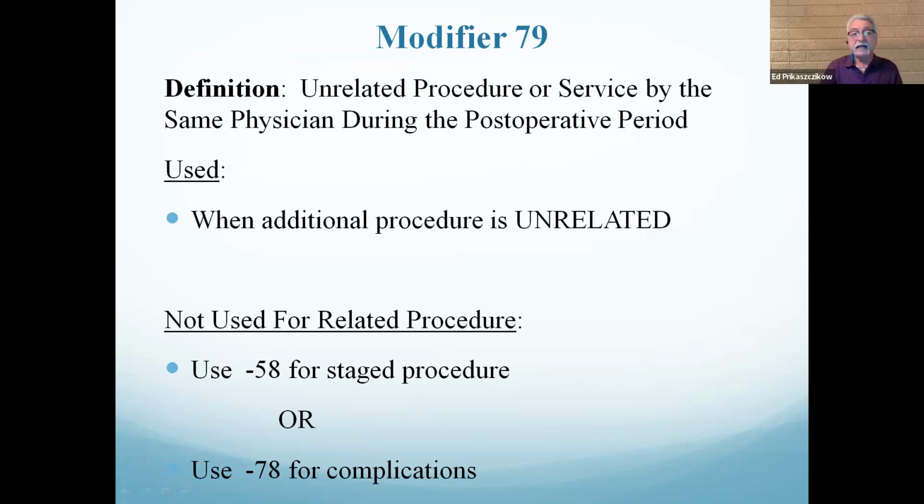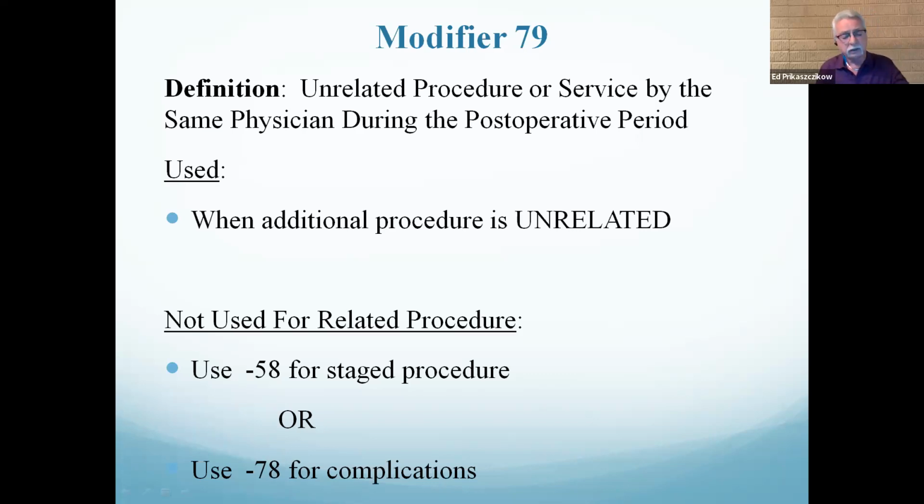Okay, modifier 79, unrelated procedure. So during a global period, if you see the patient on one of those follow-up visits or even a newly scheduled visit for that condition, if they come in with something that's not related, then you can bill for that and you would use this modifier, 79 modifier. And again, it has to be unrelated.